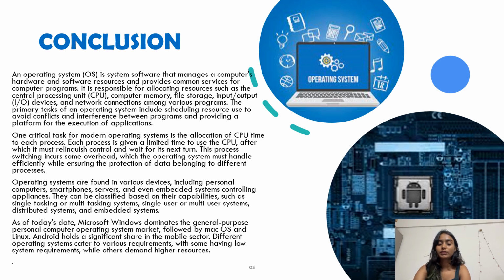Operating systems are found in various devices, including personal computers, smartphones, servers, and even embedded systems controlling applications. They can be classified based on their capabilities, such as single tasking or multitasking system, single user or multi-user system, distributed system, and embedded system. As of today's date, Microsoft Windows dominates the general purpose personal computer operating system market, followed by Mac OS and Linux.